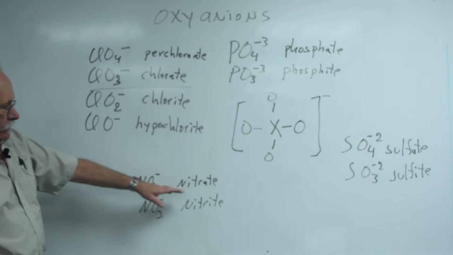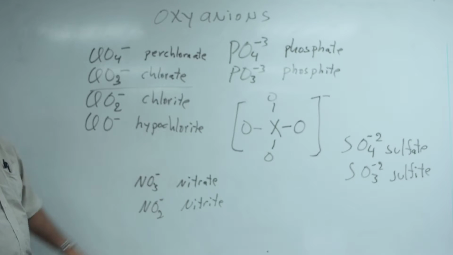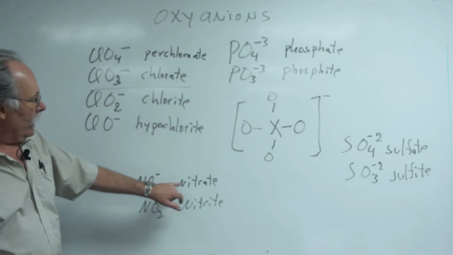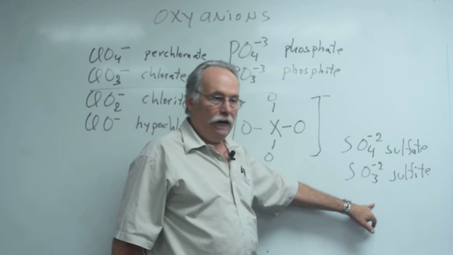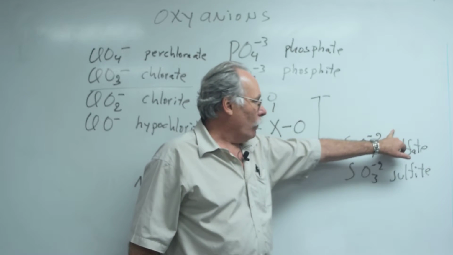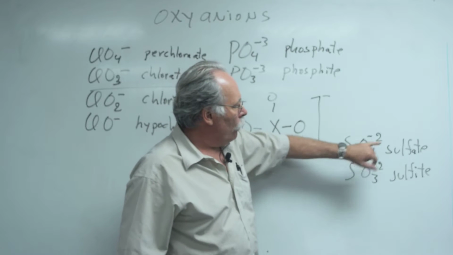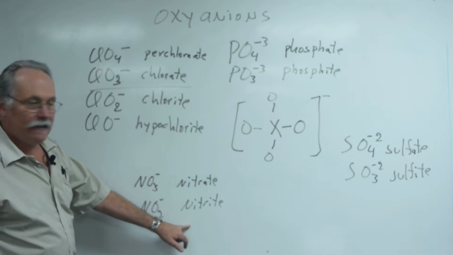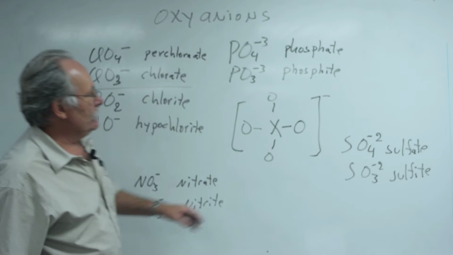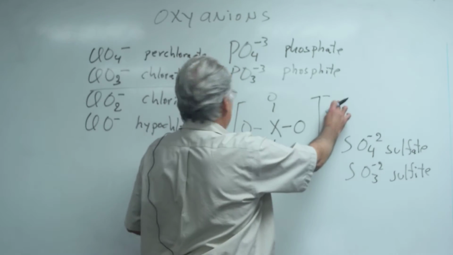Now, it doesn't tell us how many oxygens there are. So nitrate has 3 oxygens, while sulfite has 3, and sulfate has 4. But there's more in sulfate than sulfite. There's more in nitrate than nitrite. The other thing we need to know is, what is this charge over here?